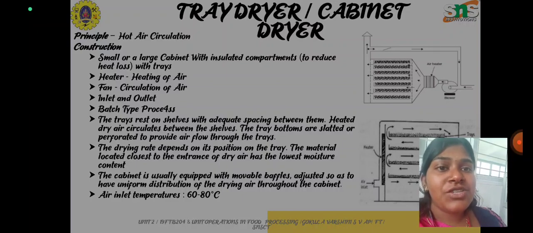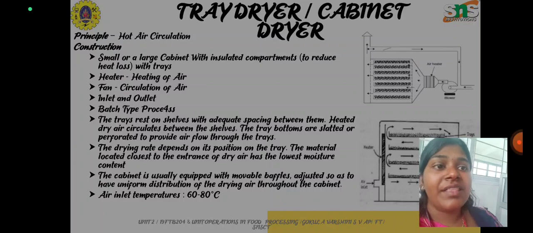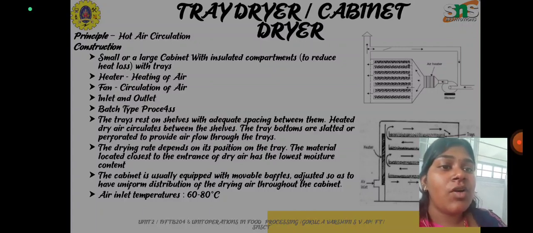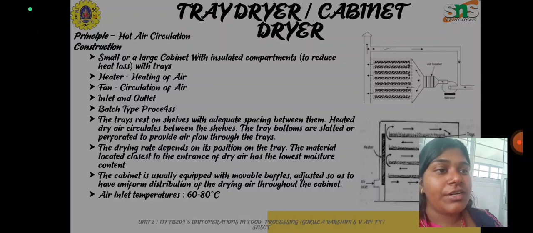And in the batch process, the tray is on a shelf with adequate spacing between them, and heated dry air is circulated between the shelves, and the tray bottoms are slatted or perforated to provide airflow through the trays. The drying rate depends on the position of the trays, and the material located closest to the entrance of the dryer has the lowest moisture content, and the material located at the bottom, on the lowest tray, will be dried quickly, as there will be more heat supply to the lowest tray.